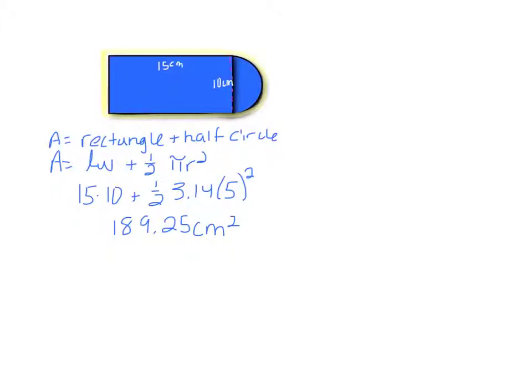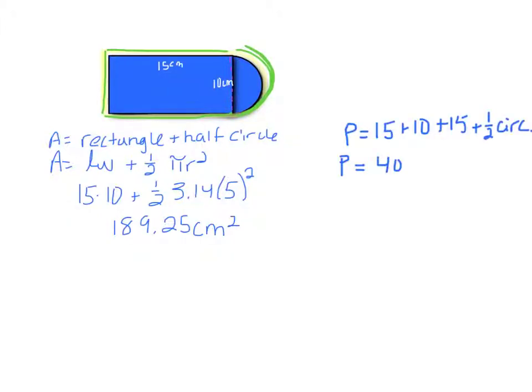Now let's find the perimeter. The perimeter is made up of three sides of the rectangle, a 15, a 10, and another 15, and then it's also made up of half of the circumference of the circle. Notice that we don't count the dotted line because that's not on the outside of the shape. So I have 40 centimeters plus half of the circumference, and my circumference formula is either pi times diameter or 2 times pi times the radius. In this case, since the diameter is given, I'm going to do pi times diameter.